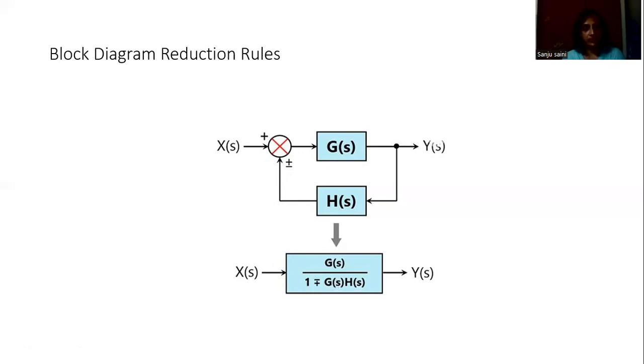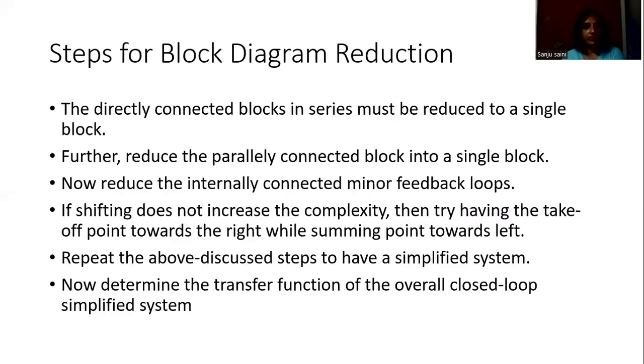So this is also one of the very important tools that helps in reduction of the block diagram and determination of the overall transfer function of the system. So what are the steps for block diagram reduction? First of all, the directly connected blocks in series are shifted to a single block by multiplying their individual transfer functions to get the overall transfer function of the series connected blocks. Then parallelly connected blocks are also transformed into a single block by taking the single block transfer function as the addition or the subtraction of the individual block transfer functions.